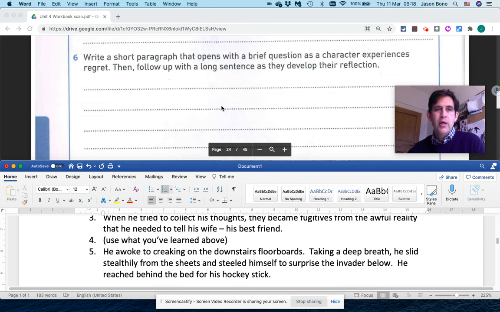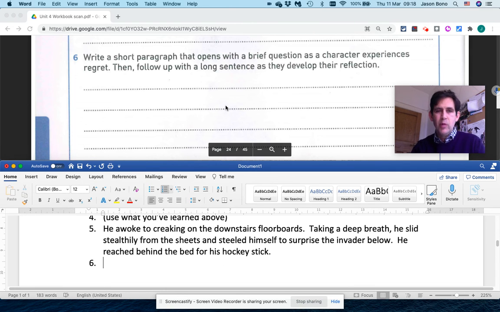You do your own. Now write a short paragraph that opens with a brief question as a character experiences regret. So regret is the emotion that's going to be driving this. Then follow up with a long sentence as they develop their reflection.